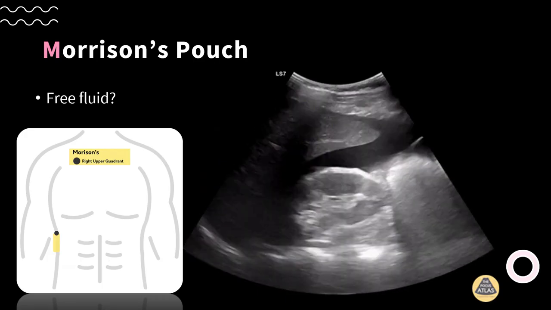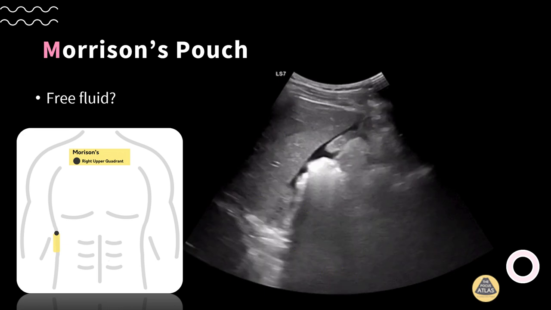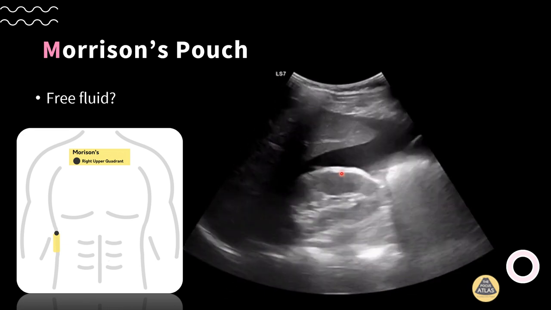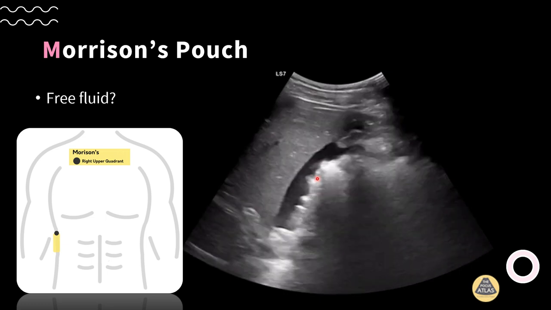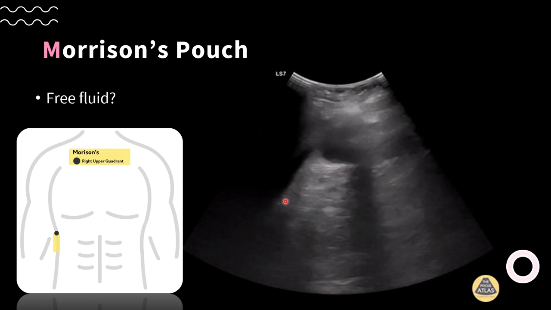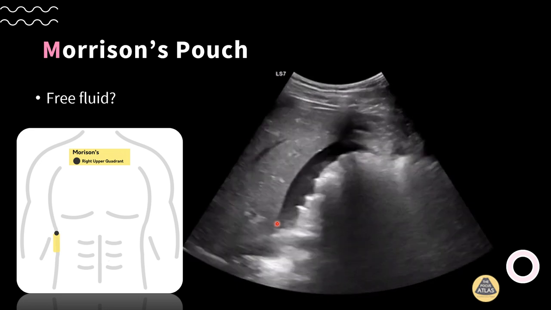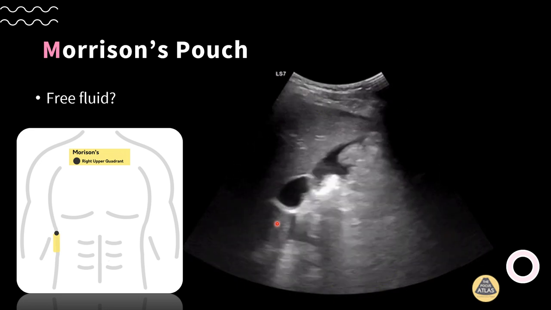Next, we'll move on to M, the Morrison's pouch view. This is a right upper quadrant view to look at the liver-kidney interface to see if there's free fluid. Some people advocate doing the entire FAST exam, but I'm more focused on speed, so I only perform the right upper quadrant view. The reason is that if a patient is in shock for intra-abdominal bleeding, they should have free fluid in Morrison's pouch.